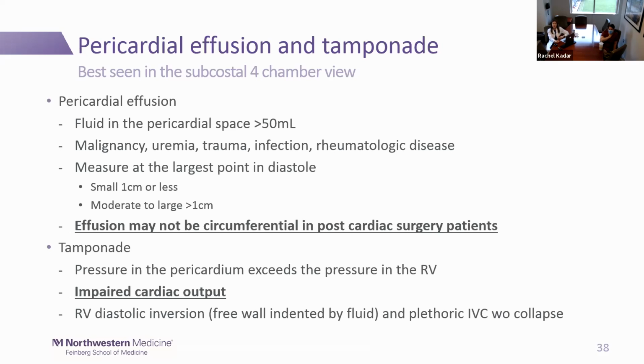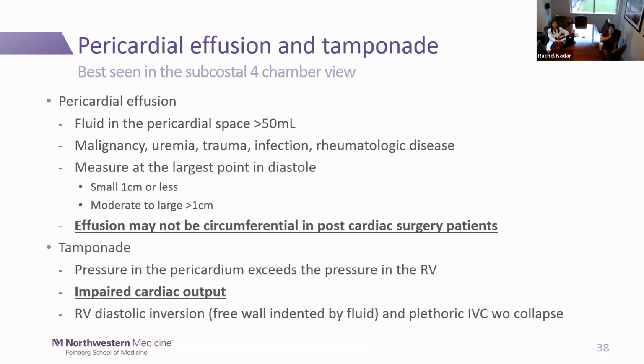The etiologies include malignancy, uremia, trauma, infection, and rheumatologic disease. And our patient with lupus was probably rheumatologic disease. When you measure it, you want to measure at that largest point in diastole. And again, I think 1 centimeter is a nice, easy number to remember. So small is less than 1 centimeter and moderate to large is greater.